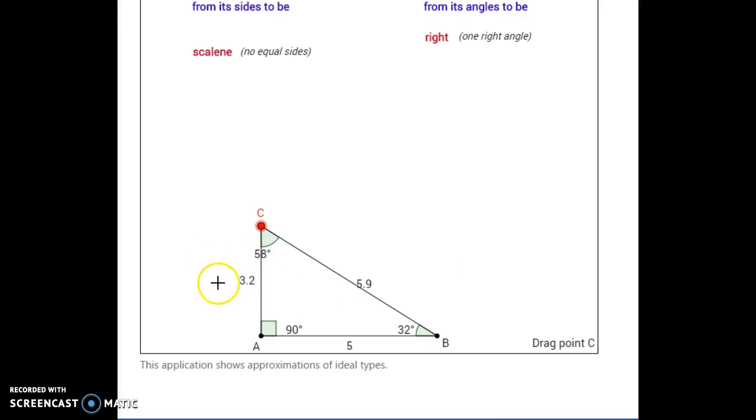Also, as we noticed with the previous scalene triangle, which was acute, each side length is different: 3.2 units, 5.9 units, and 5 units. Please take the time to pause the video and draw this triangle on your worksheet.